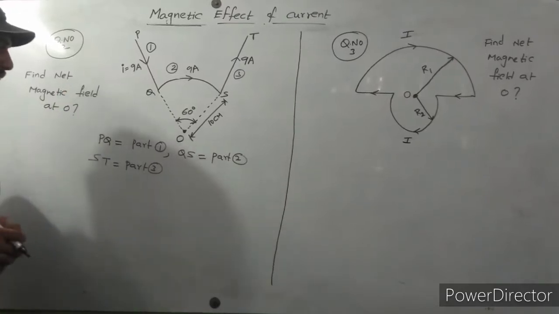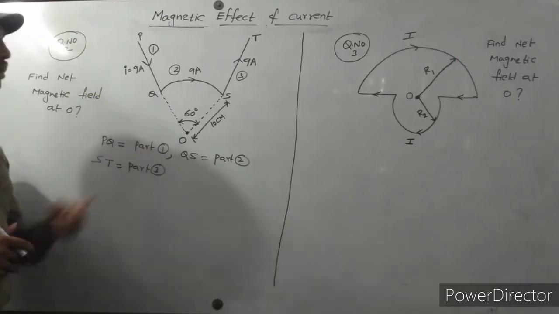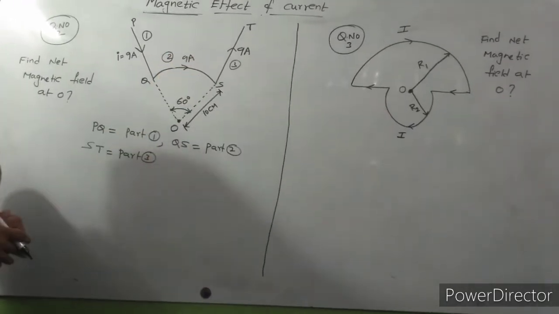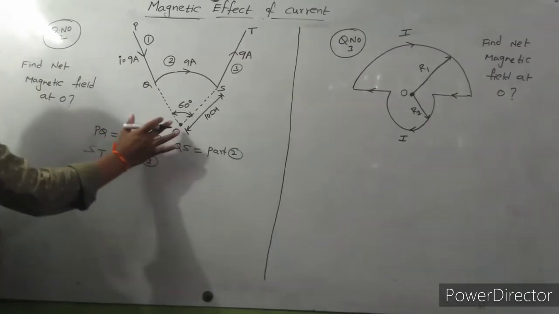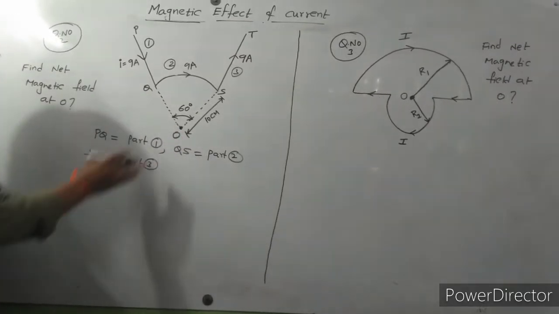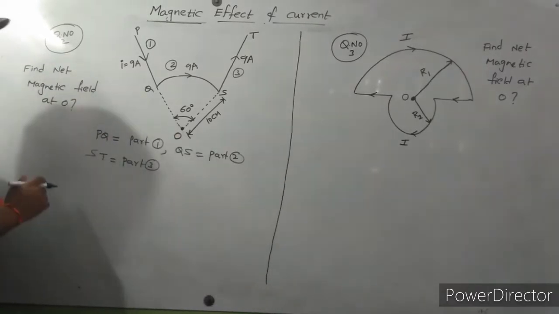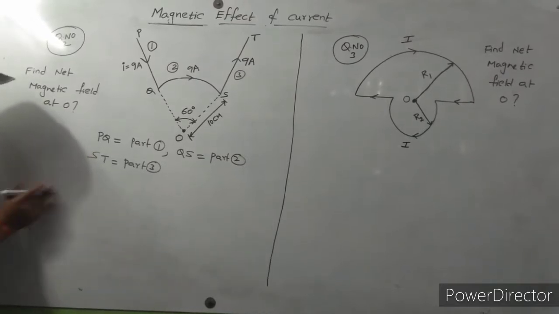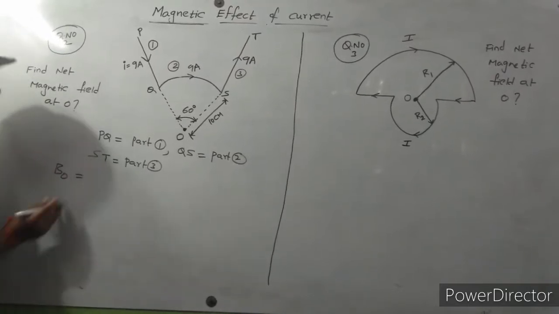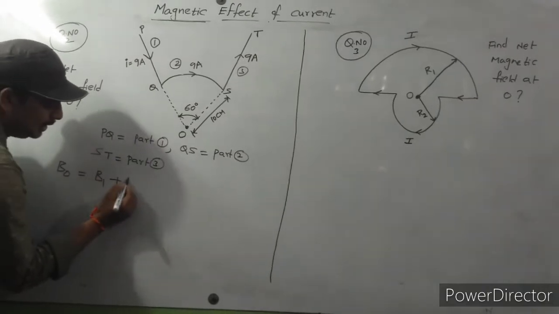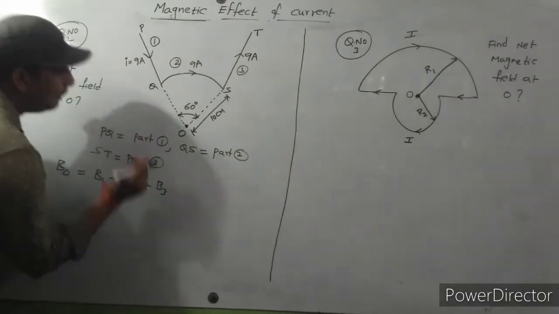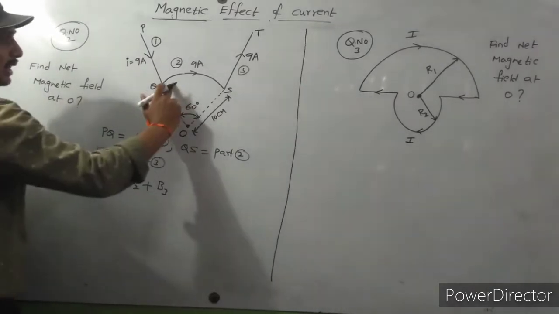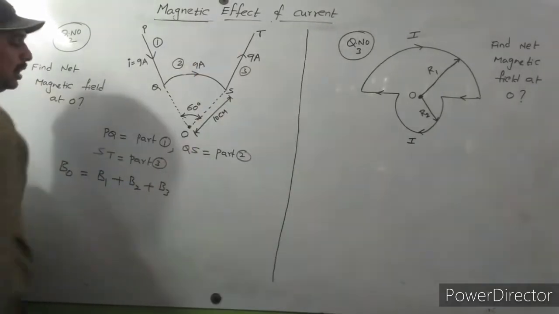Continuing my lecture on the chapter magnetic effect of current. Problem number 2. PQ is part 1, QS I consider as part 2, ST is part 3. Here I need to find the net magnetic field at O. How to find it? The net magnetic field at O is equal to B1 plus B2 plus B3, the magnetic fields due to part 1, part 2 and part 3.